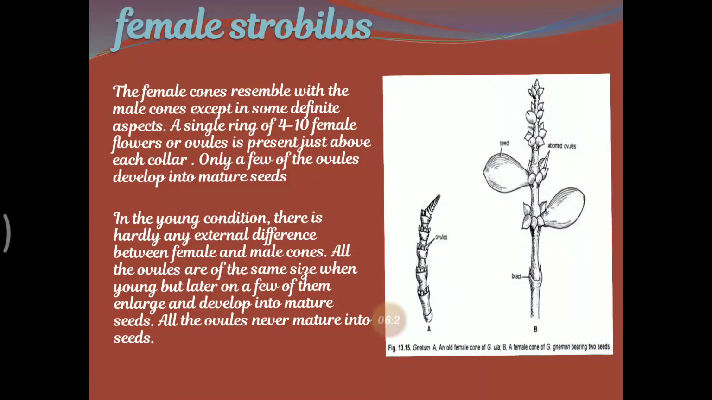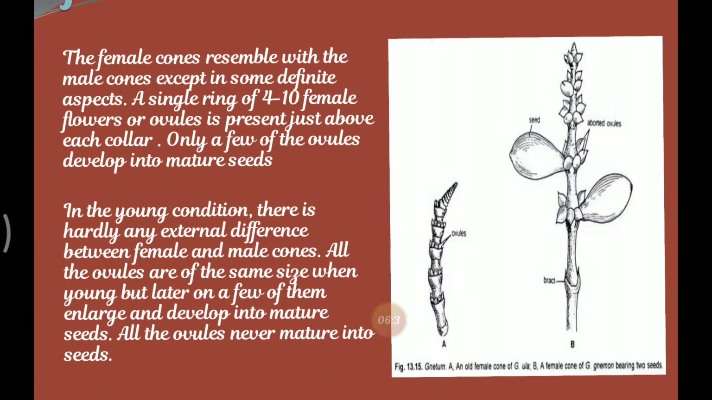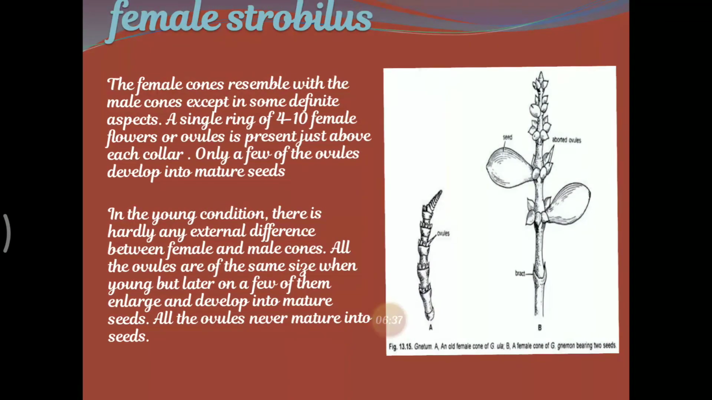Here we can see the female strobili. The female cone resembles the male cone except in some definite aspects. As with the male cone, it looks similar, but here the number varies.